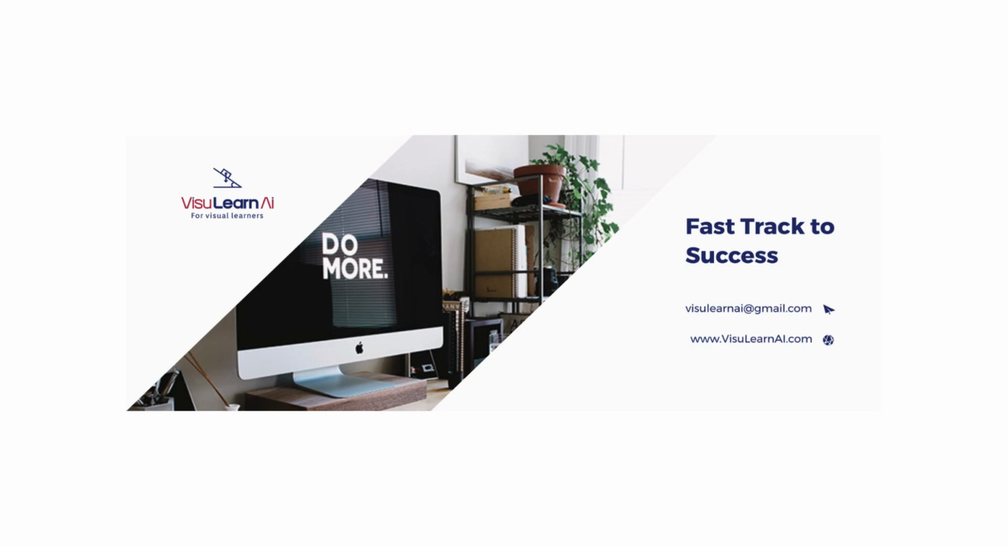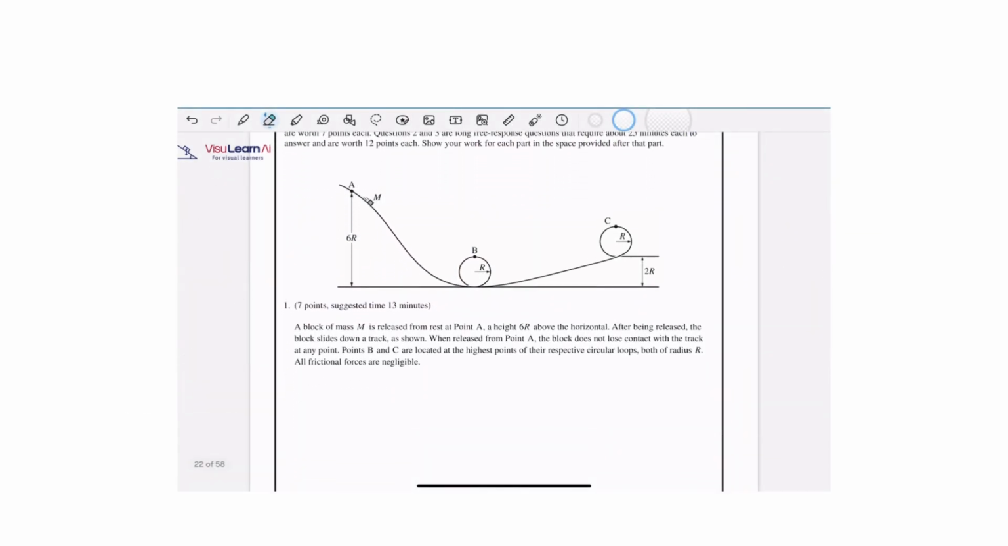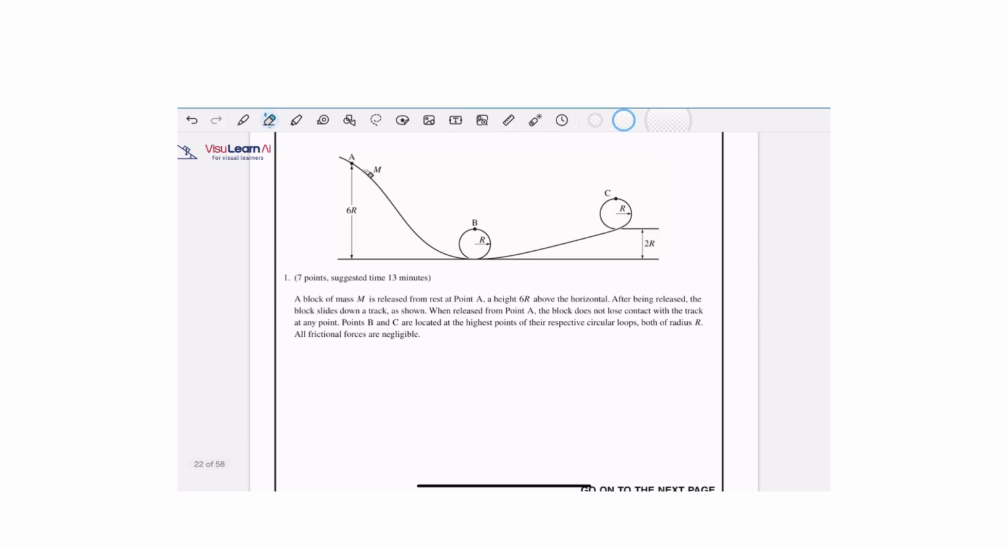Now let's dive in and solve today's challenge together. So this question is from the 2024 Physics 1 free response question. It is a conservation of energy question, and it consists of a block of mass m rolling down a track with two loops. It follows the path that I'm showing here in red. The high point of the first loop is B, and the high point of the second loop is C. The heights are given over here.